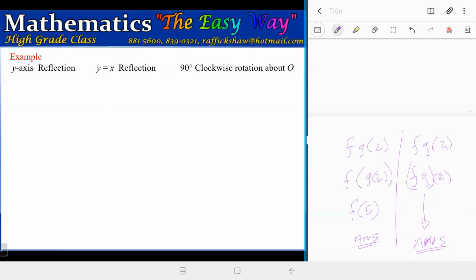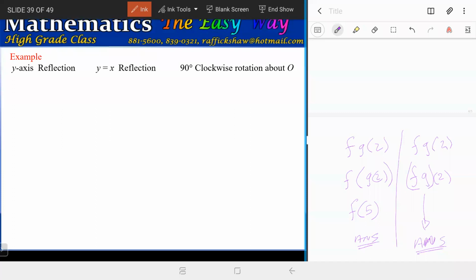This is something that we looked at in the last class briefly. So let's say we have these three transformations: a reflection over the y-axis, a reflection over the line y equals x, and a 90-degree rotation about the origin. I'm showing the relationship between these. The first two come together to be equivalent to that single one.